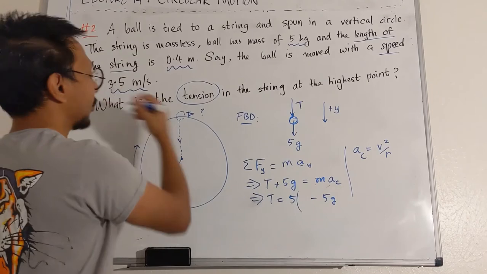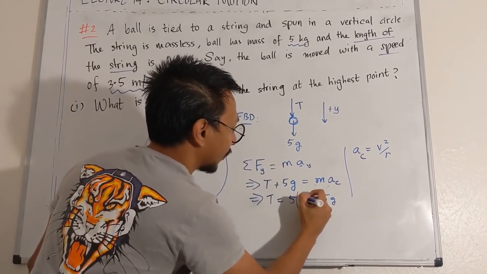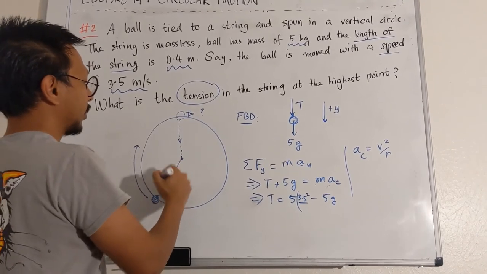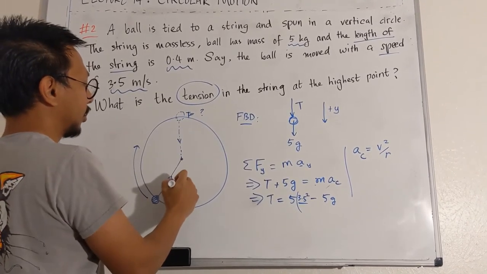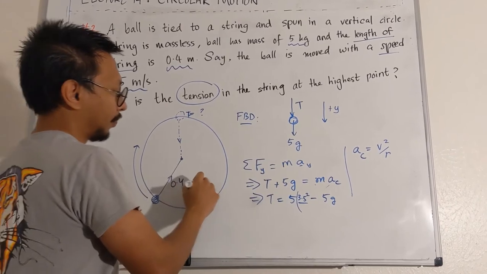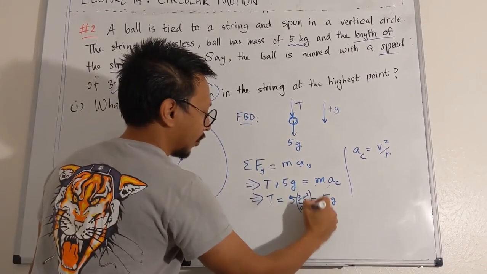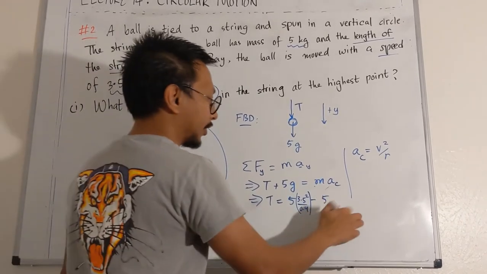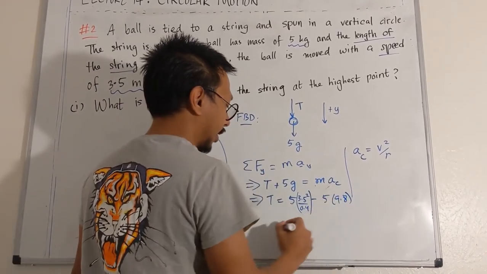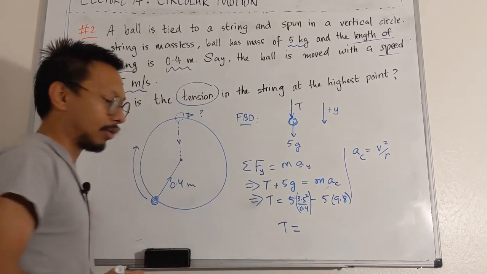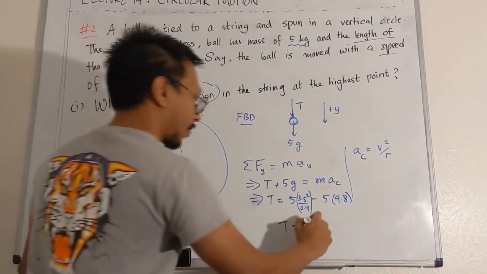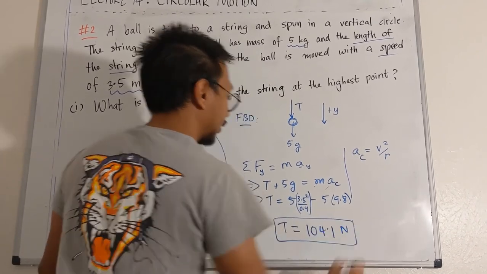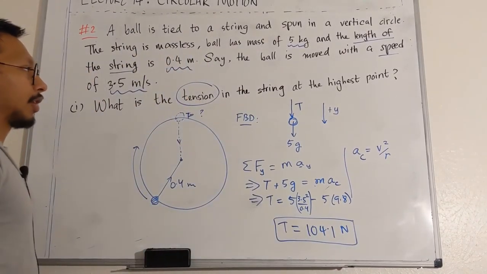And v is 3.5. So we have 3.5 squared over r. R is nothing but the length of the string. The length was 0.4 meters. So this is 0.4. Now we can solve for this, replace g by 9.8, and then we end up with the tension equal to 104.1 newtons. This is the tension at the highest point.